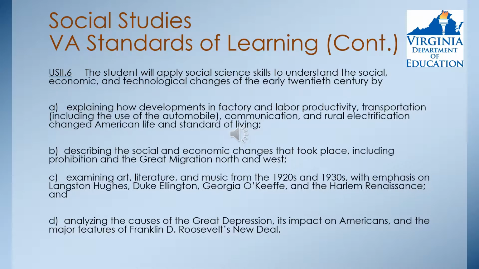B, describing the social and economic changes that took place, including Prohibition and the Great Migration North and West. C, examining art, literature, and music from the 1920s and 1930s, with emphasis on Langston Hughes, Duke Ellington, Georgia O'Keeffe, and the Harlem Renaissance. And D, analyzing the causes of the Great Depression, its impact on Americans, and the major features of Franklin Delano Roosevelt's New Deal.